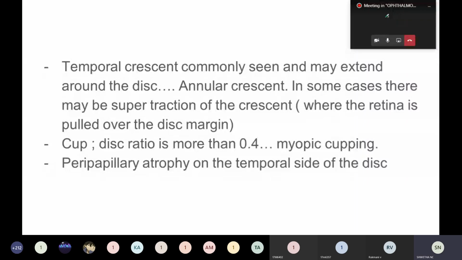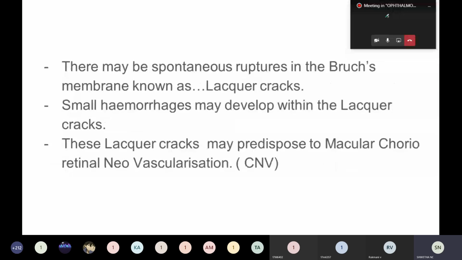Sometimes you can see the spontaneous ruptures in the Bruch's membrane, which are known as lacquer cracks. Lacquer cracks are nothing but spontaneous ruptures in Bruch's membrane. You can also sometimes see small hemorrhages develop within the lacquer cracks, and these lacquer cracks may predispose to macular chorioretinal new vessel formation.